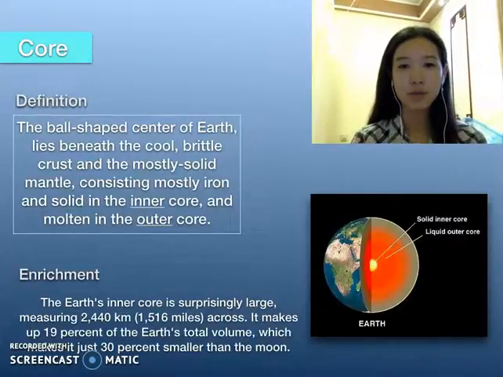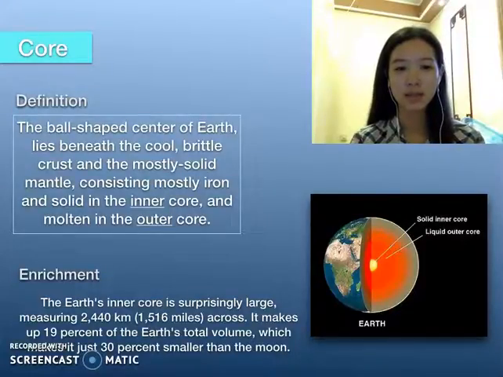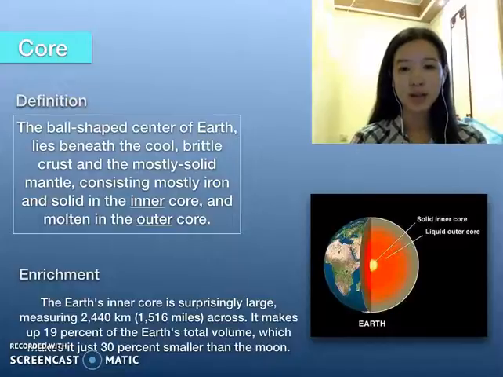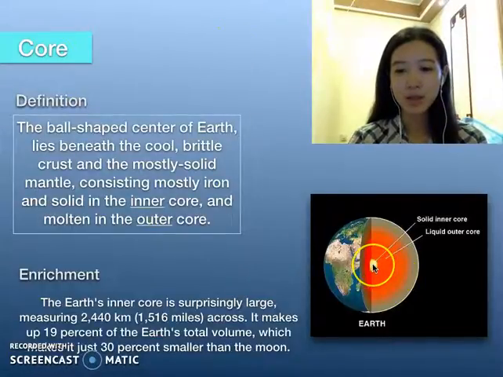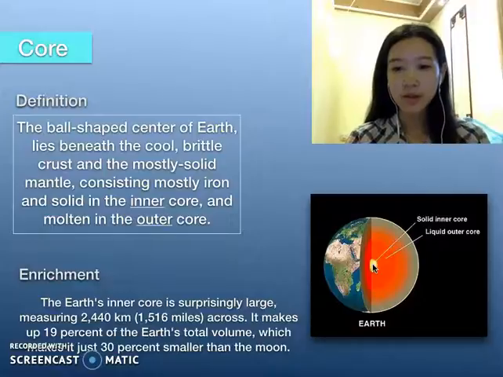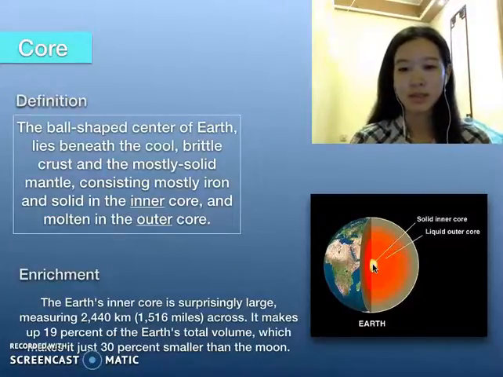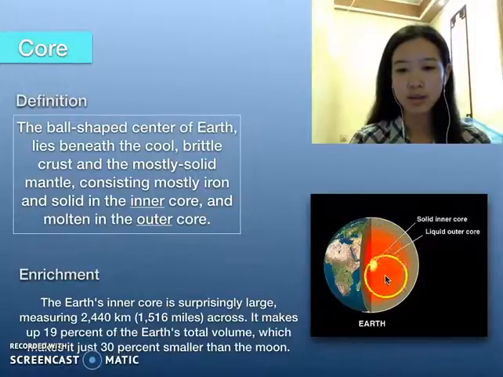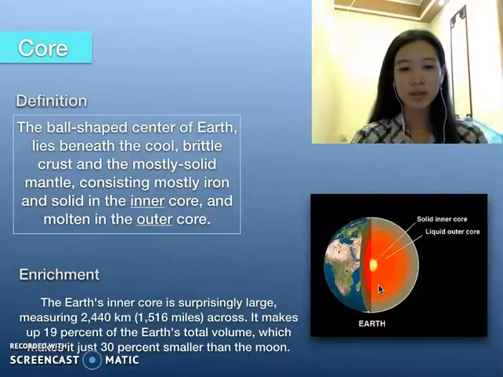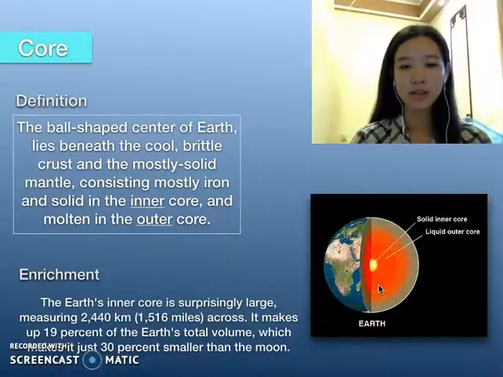The definition of core is the ball-shaped center of Earth, lies beneath the cool brittle crust and the mostly solid mantle. So if you look at the diagram here, the Earth's core consists of the yellow part here, the inner core, and the orange part here, which is the outer core. And the inner core consists of solids and iron, and the outer core is mostly liquid.